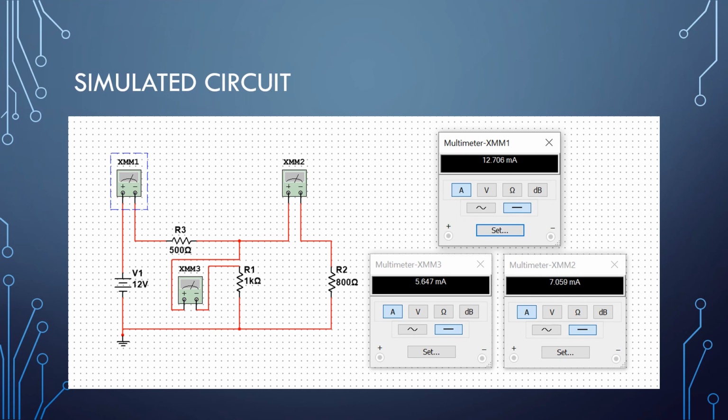To verify that the values that we have calculated are correct, we just have to introduce some digital multimeters into the circuit and run the simulation. Here they've been set up to measure the current, and we can see that all three values are identical to what we have calculated, which validates the concept of KCL.